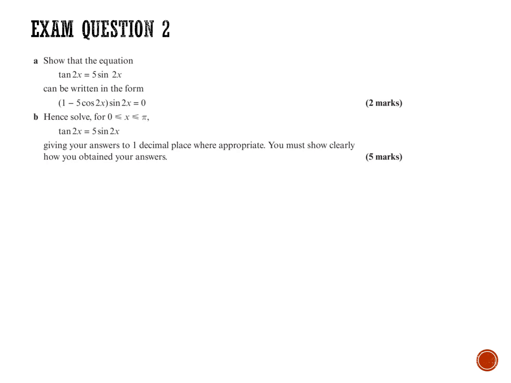Now, because it's a show that, that's a little bit of a hint. You can see in the show that there's nothing to do with tan in there. It's only got sines and coses in. So the first thing you're going to do is take the tan that's in the original question and write that as sine over cos. That's your other identity. Do be careful, because it's tan 2x, it's sine 2x over cos 2x.